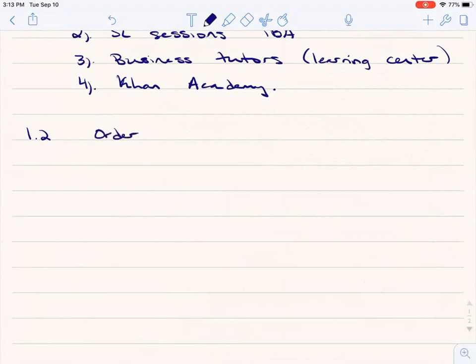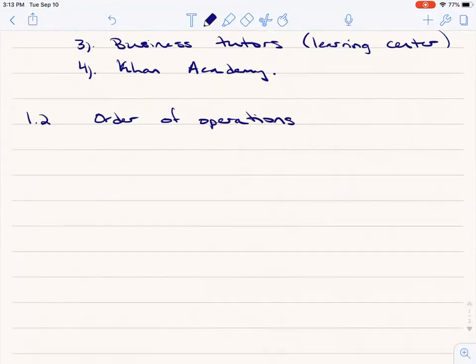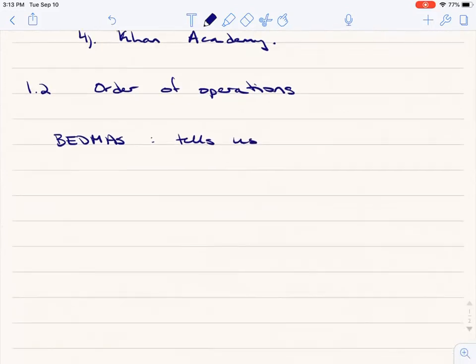So 1.2 is the order of operations. BEDMAS tells us the order of our calculations. Now I know I assigned some reading, so you've probably already read this, and that's a good thing because then it's review. It's always easier to hear something the second time, even if it didn't make sense when you read it, at least you've seen it and worked through it in your mind. So then when I talk about it, hopefully it'll make a little bit more sense.